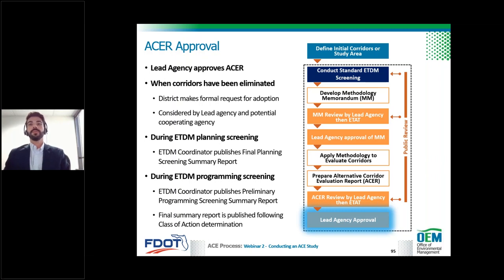For eliminated corridors, both the lead agency and potential cooperating agency must concur with any eliminated alternatives not advancing to the PD&E study. The good news is that the cooperating agency is already one of the ETAT members. Therefore, they have already reviewed and they've been involved with the ACE process. After approval, the ETDM coordinator will publish the screening reports for the final ACER.